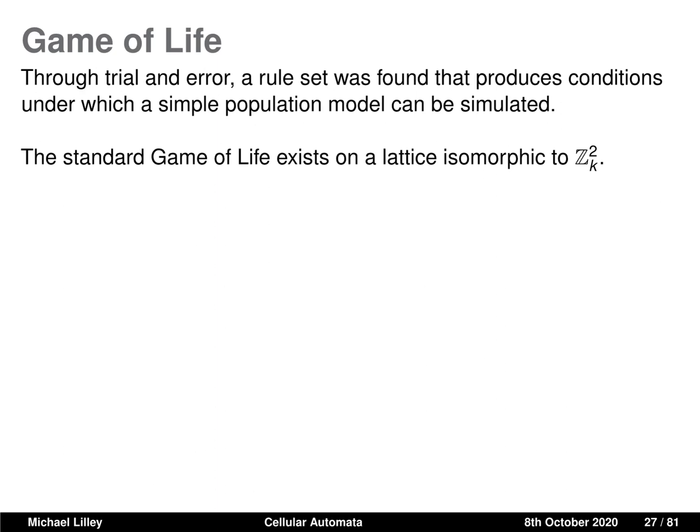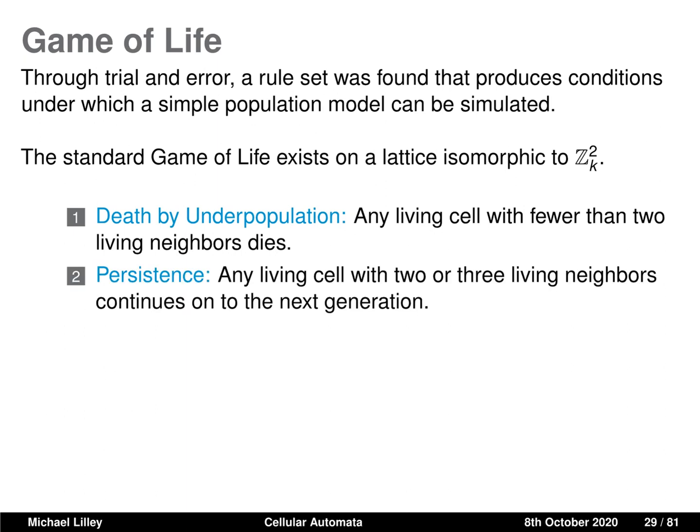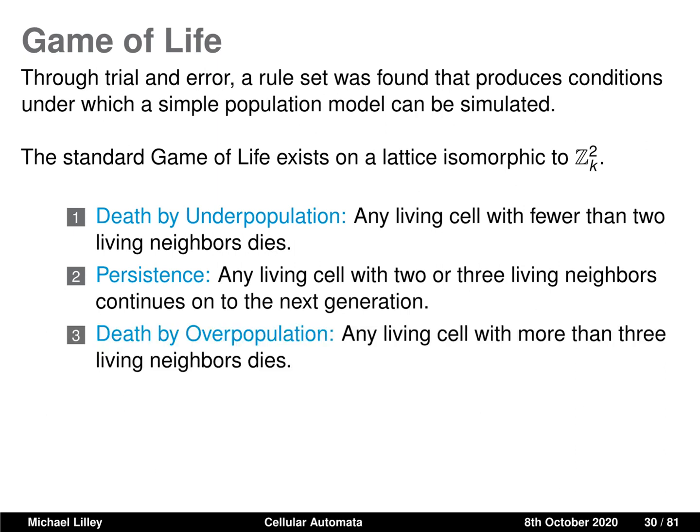There are 4 rules in the rule set. Each of these rules represents a process that occurs in a natural ecosystem. The first is death by underpopulation, where any living cell with fewer than 2 living neighbors dies. The second is persistence, where any living cell with 2 or 3 living neighbors continues on to the next generation. The third is death by overpopulation, where any living cell with more than 3 living neighbors dies.